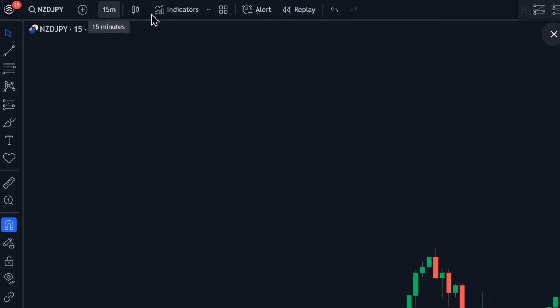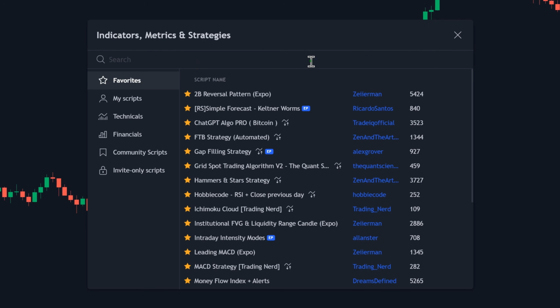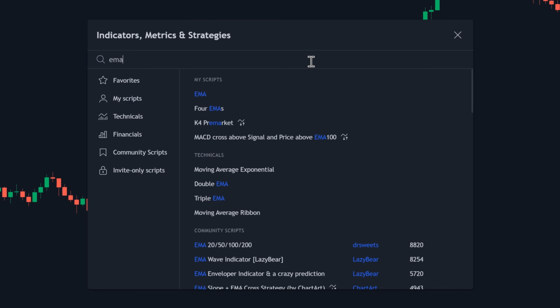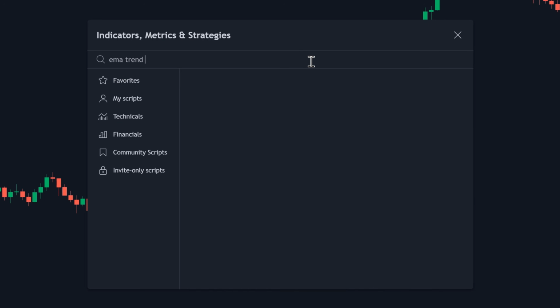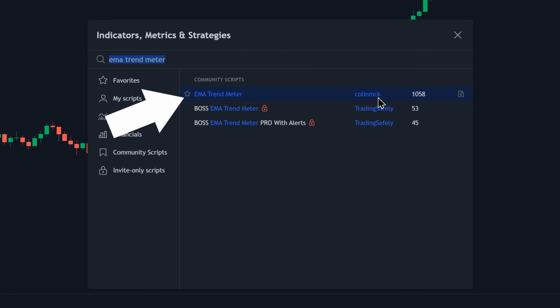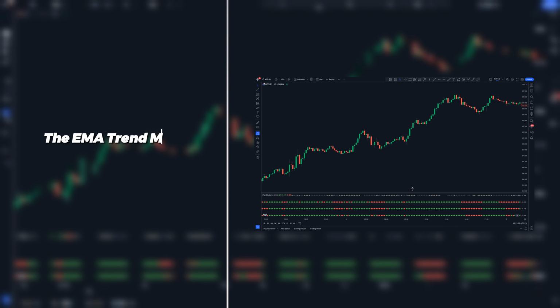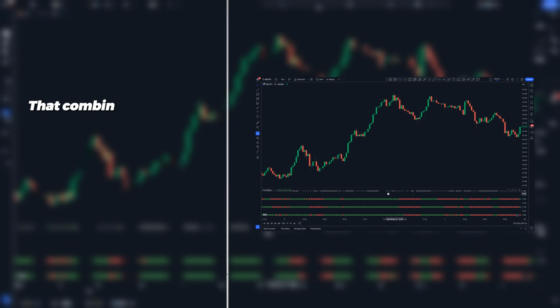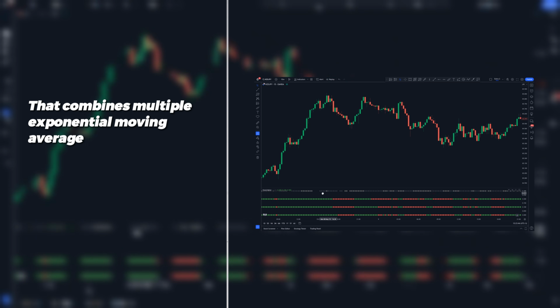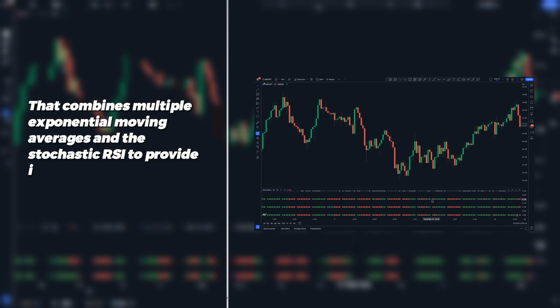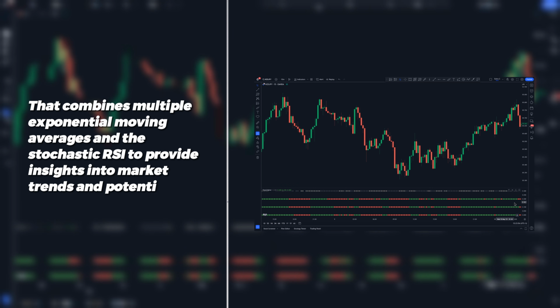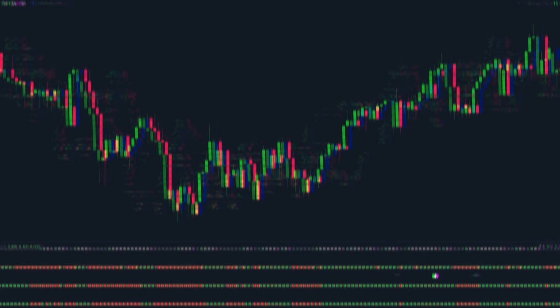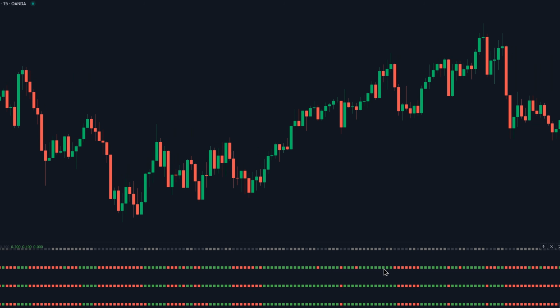Then click on Indicators. Then once inside the Indicator Search tab, you want to search for the indicator called EMA Trend Meter. And it's going to be this one created by Colin MCK. Now, the EMA Trend Meter by Colin MCK is a technical trading tool that combines multiple exponential moving averages and the stochastic RSI to provide insights into market trends and potential trading opportunities. Here is a breakdown of its key components and functionality.